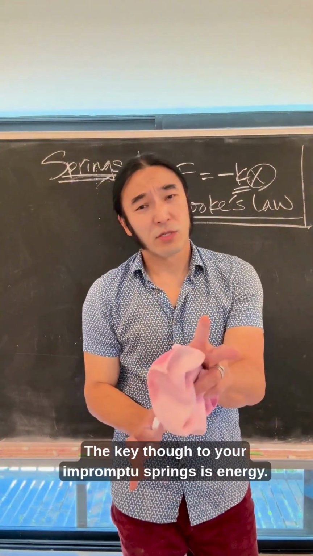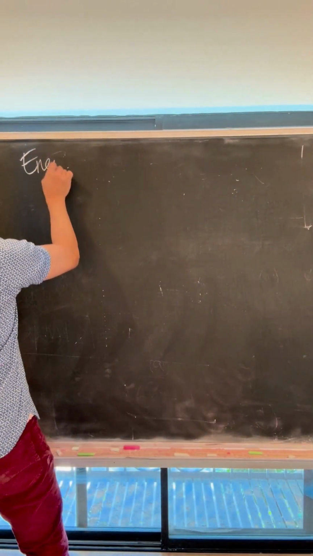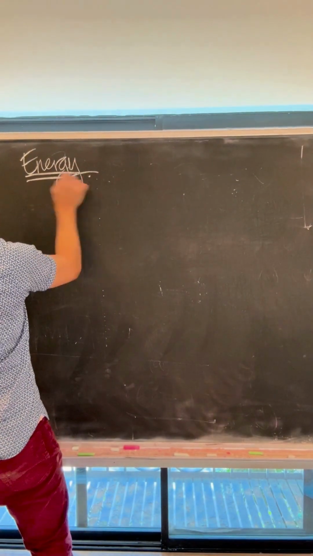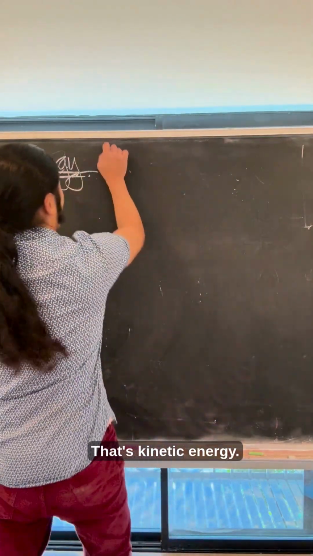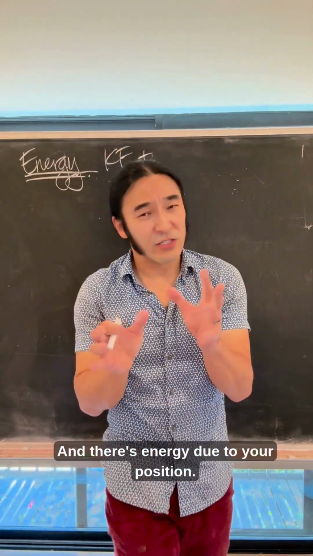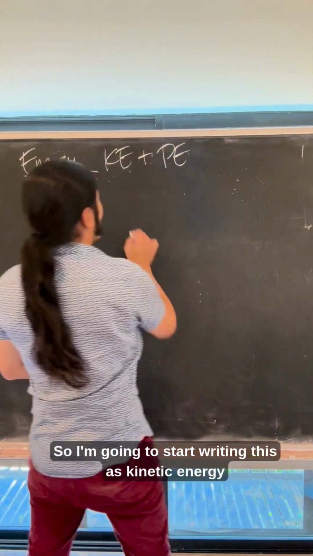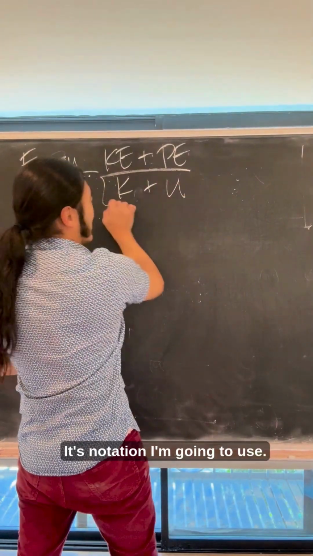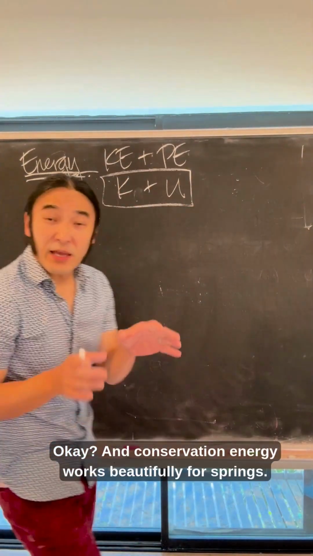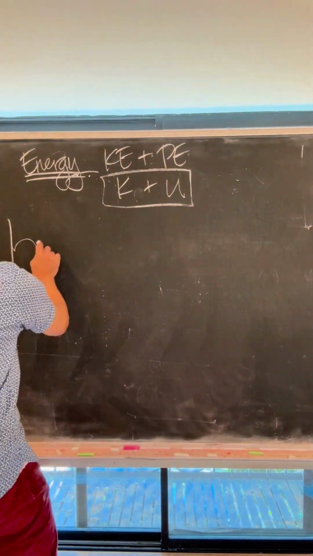The key to the improbable springs is energy. So we need to look at the energy version. Remember, in general, there's energy because you're moving, right? That's kinetic energy. And there's energy due to your position. That's going to be potential energy. So I'm going to start writing this as kinetic energy and potential. It's a notation I'm going to use. And conservation of energy works beautifully for springs. First, let's set this up.